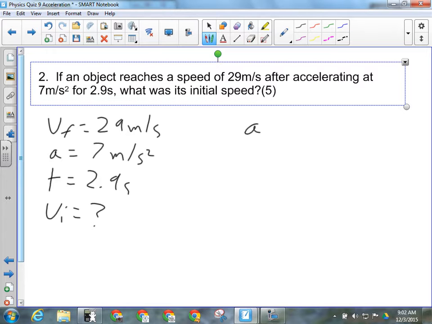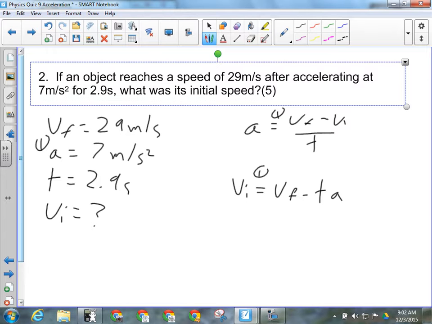All right, so 1 mark for givens. 1 mark for the formula. Then we have to manipulate for VI, and we said this was kind of the tricky one. When we do that, we're going to multiply both sides by T, add VI to both sides, and then do what with T times A? Minus it over to the other side. So we're going to end up with this: VI equals VF minus T times A.